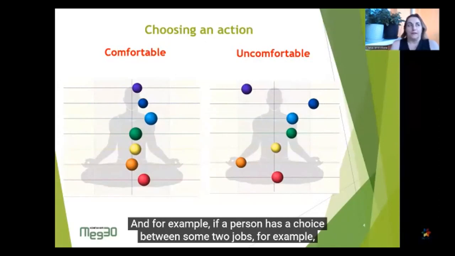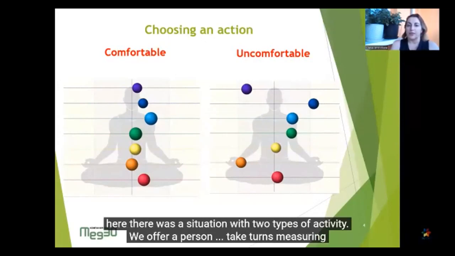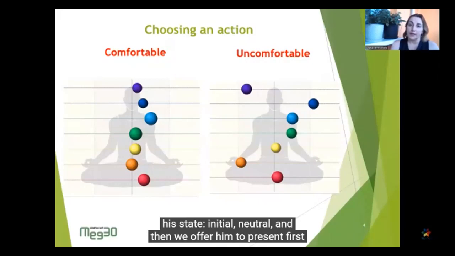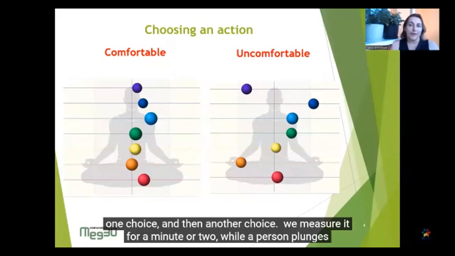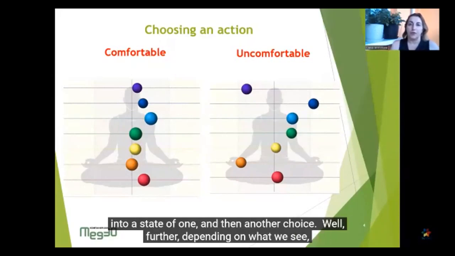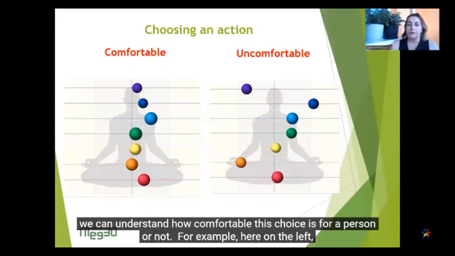For example, if a person has a choice between two job offers, in this case we offer the person to take measurements in the initial, neutral state, and then we offer the person to think about the first job offer, concentrate on that, make the measurement, then think about the second job offer and make measurements again. Then, depending on what we see, we can understand how comfortable this choice is for this person individually.